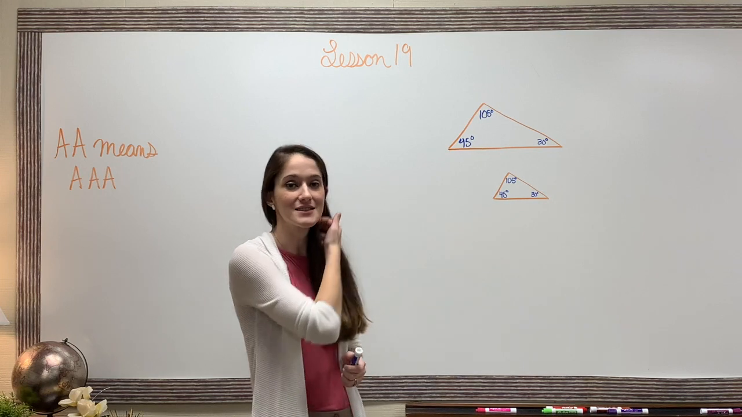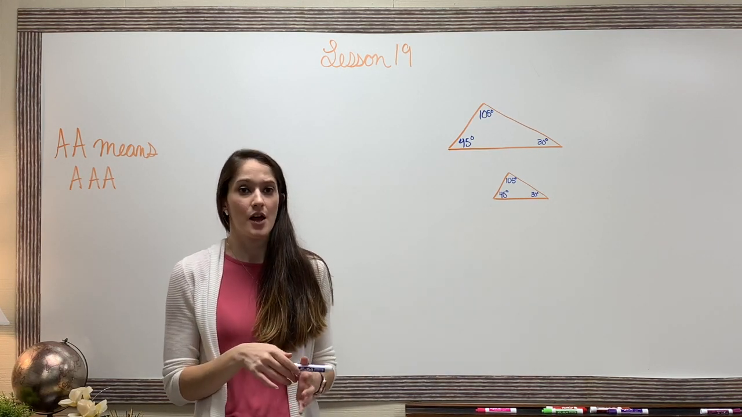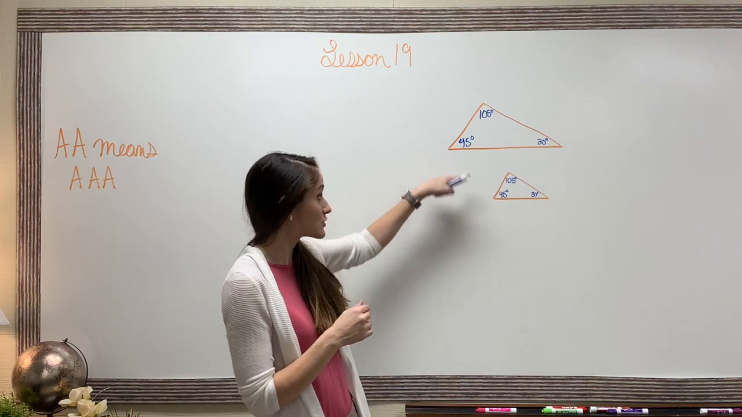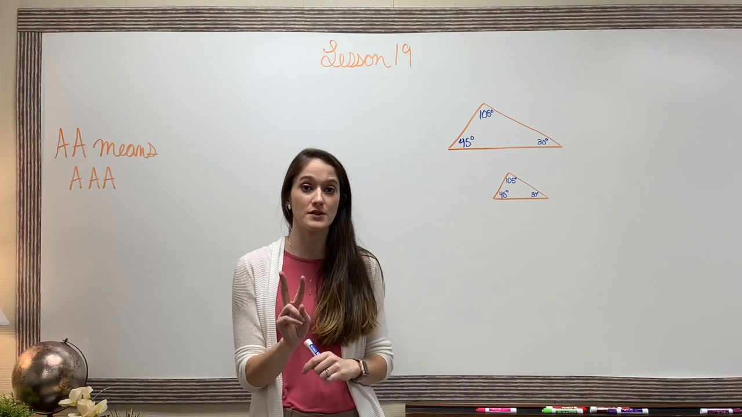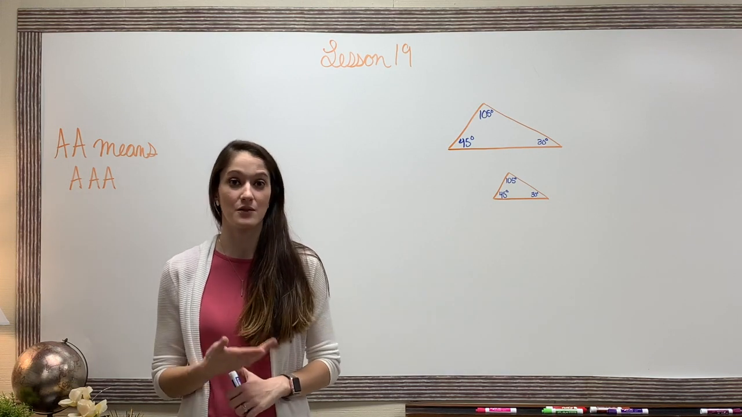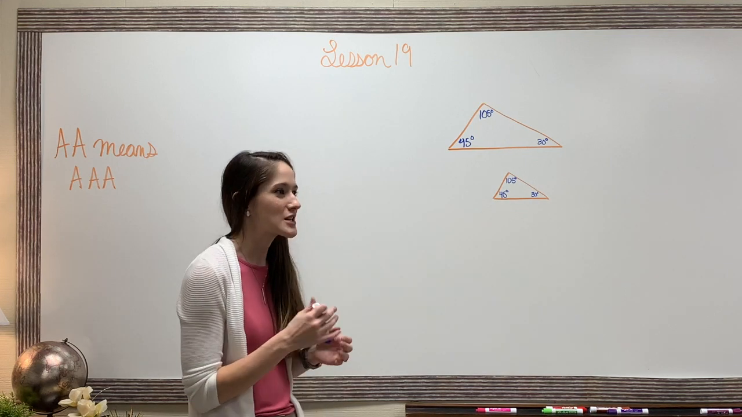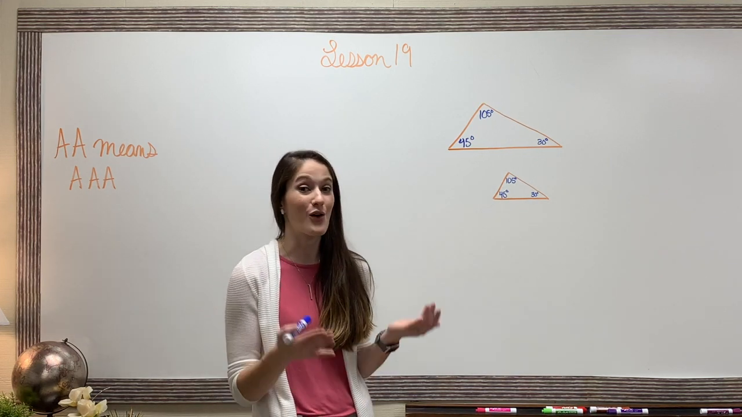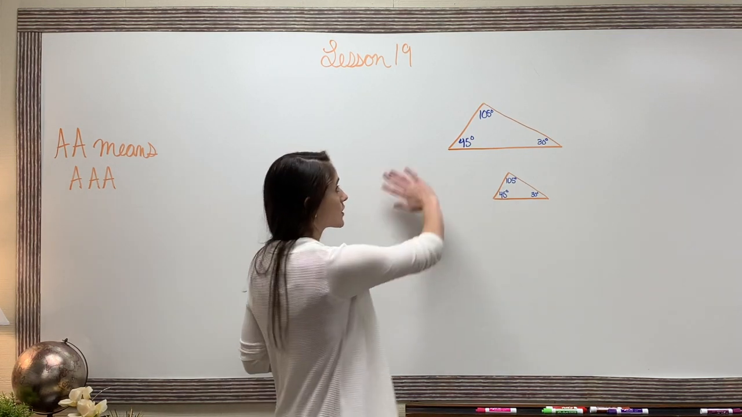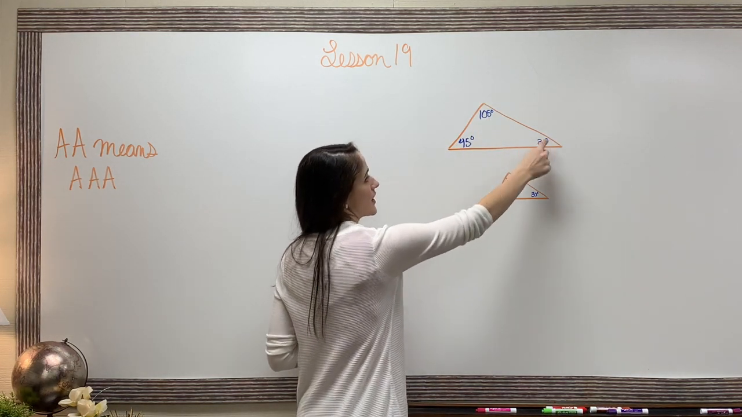So we're done. The second concept in this lesson is stating that AA also means AAA, meaning if we know that with 2 triangles, if we know 2 angles are congruent, 2 sets of angles, then we also know that the third set of angles is congruent as well. This is called the no choice theorem, just because we know that all 3 angles of a triangle have to equal 180. So we see that here we have 45 and 45, 105, 105, and 30 and 30.